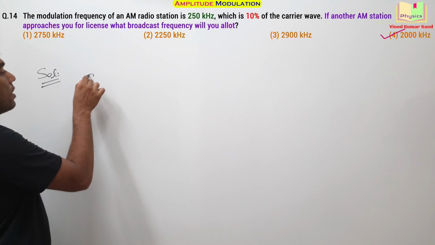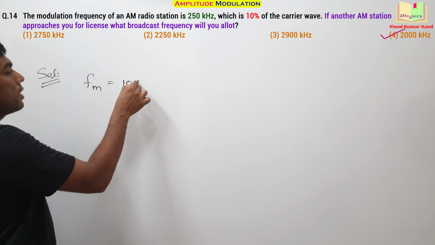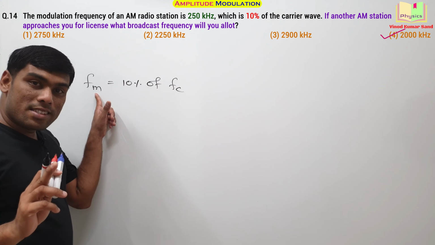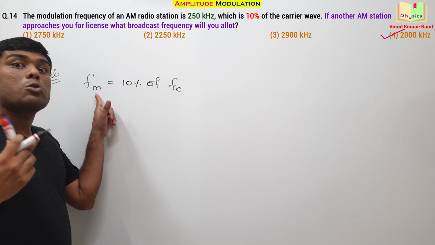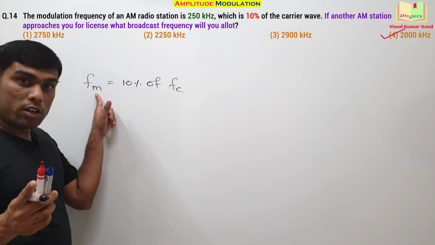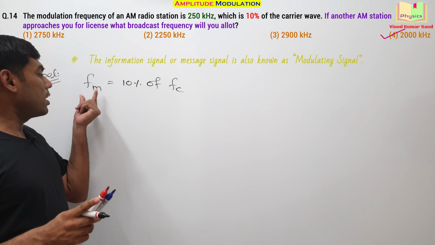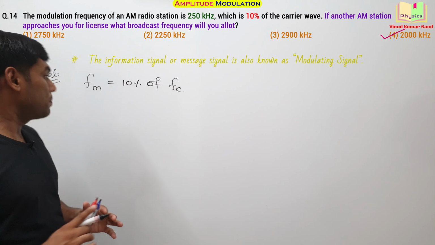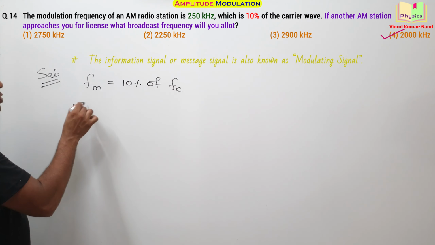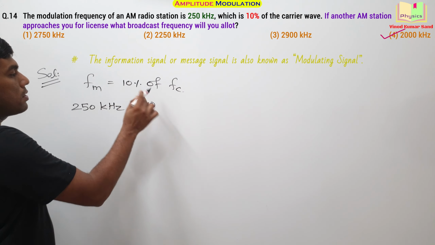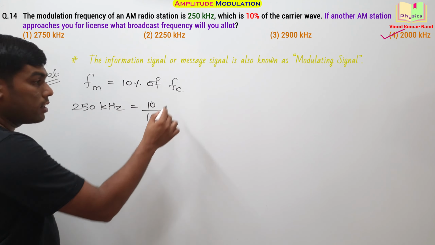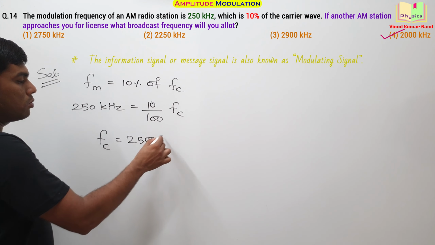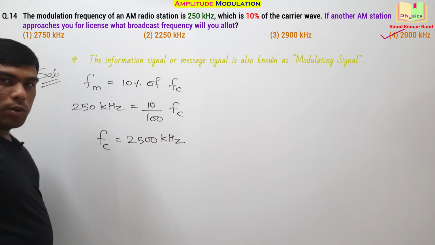According to the question, FM is equal to 10% of FC. The message signal or the information signal is also known as the modulating signal, and according to the question, the frequency of the modulating signal is 10% of the frequency of the carrier signal. Okay, this is given as 250 kilohertz. 10% means 10 by 100. Okay, this computation gives us the value of FC as 2500 kilohertz.